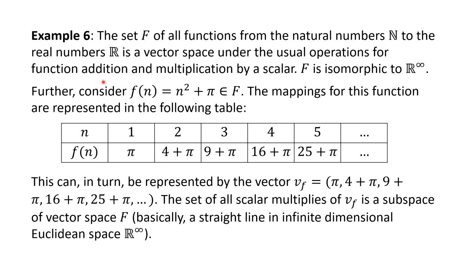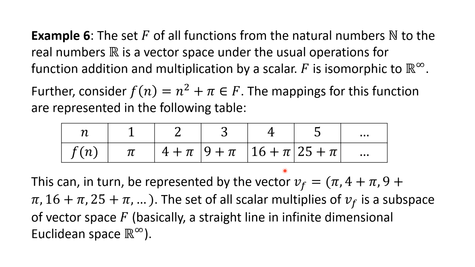So let's look at a particular element from this set, f(n) equals n squared plus pi. We could represent that by this table here. n equals 1 gets mapped to pi, n equals 2 gets mapped to 4 plus pi, and so on. And you can see the function itself looks like an infinite dimensional vector in our vector space R^infinity, which we talked about earlier. And in fact, F is isomorphic to R^infinity, and this is just one such element.